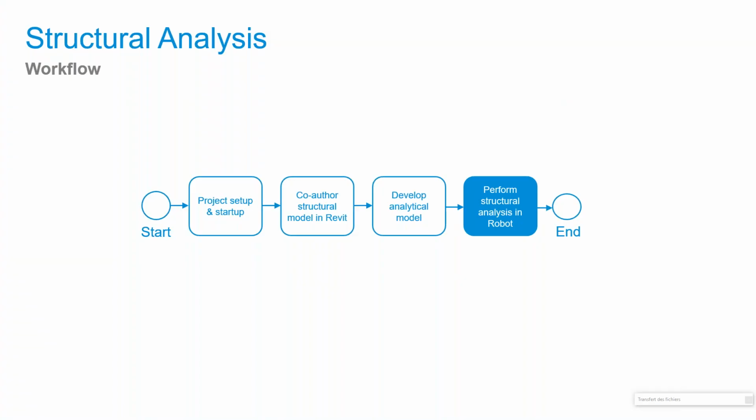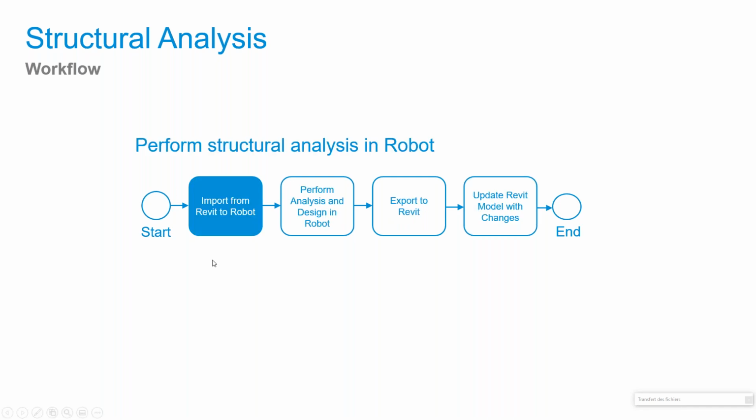So at first, and I won't speak a lot to it, you will need to see another lesson that Michel has shown, based on how to set up the analytical model in Revit. Okay, here I will perform the structural analysis with Robot, starting with Revit. So it will be in 4 steps. First, import from Revit to Robot, then do the analysis, export to Revit, and update again. So now I will show you how to import.